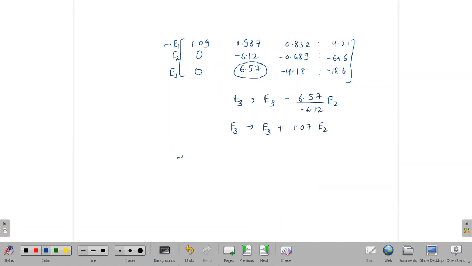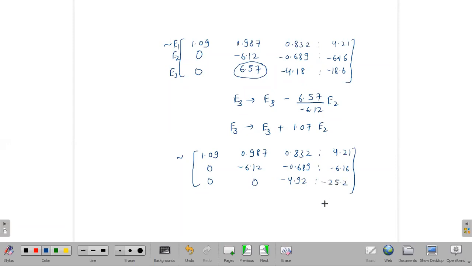Then your matrix will be reduced to upper triangular: 0.832, 4.21, 0, 0. This will become 0, and here it will be minus 4.92 and minus 25.2. Now use backward substitution because this is upper triangular now.